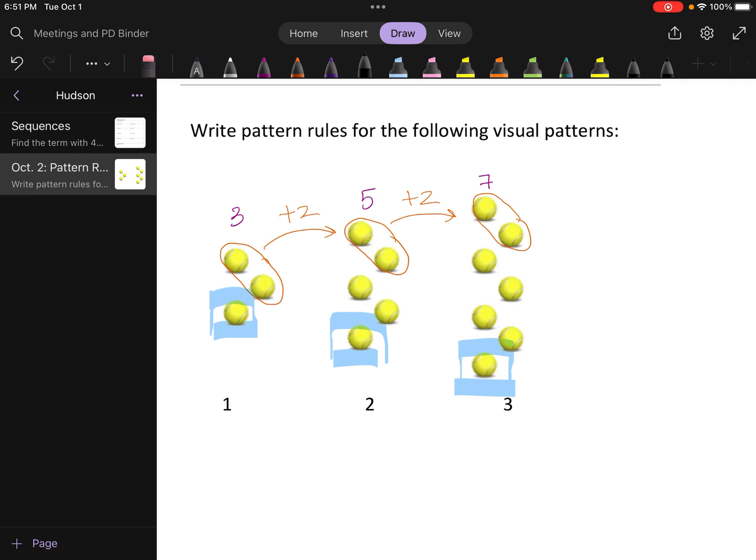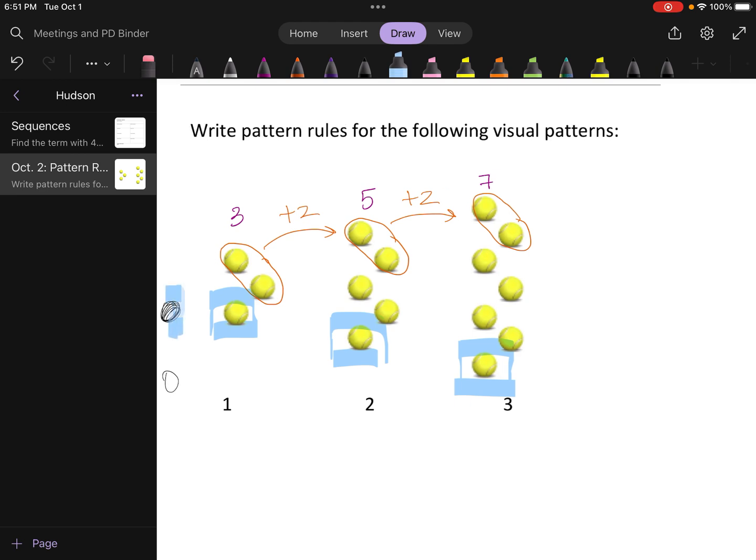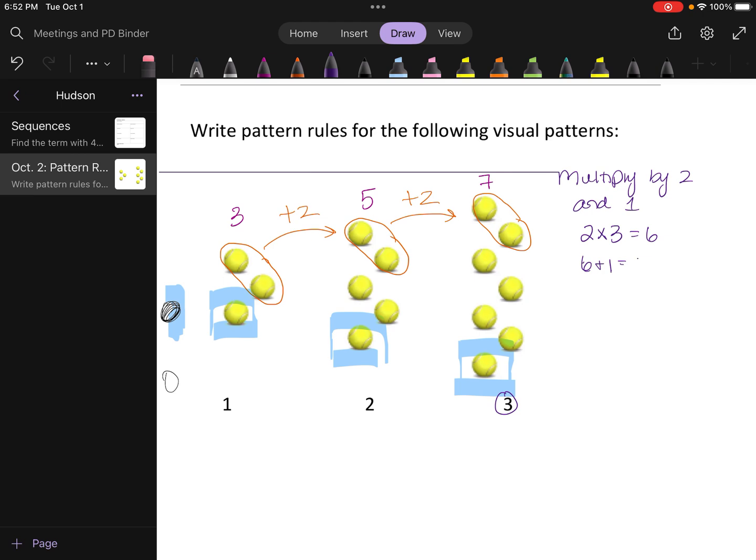Some people yesterday talked about having a 0 term, and they said if I had a 0 term, I would have that same single ball in that pattern. So if I was to write this rule, yesterday some people were telling me I was going to have to multiply by 2 and add 1. So if I look, for example, at number 3, 2 times 3 gives me 6, and then 6 plus 1 gives me 7.